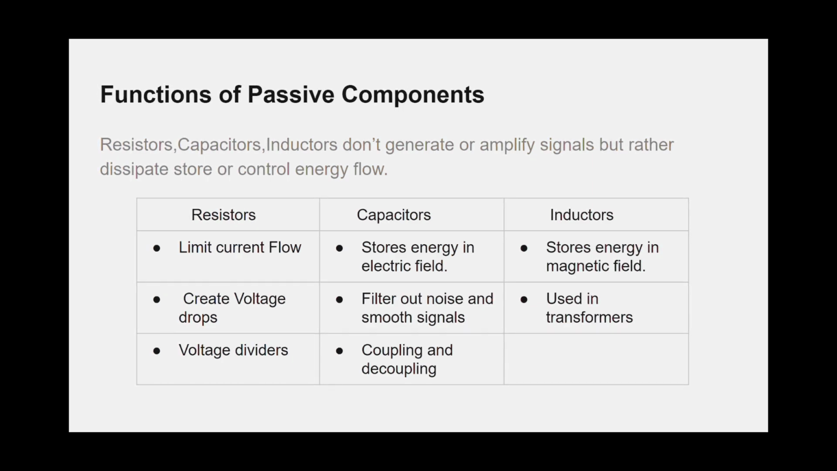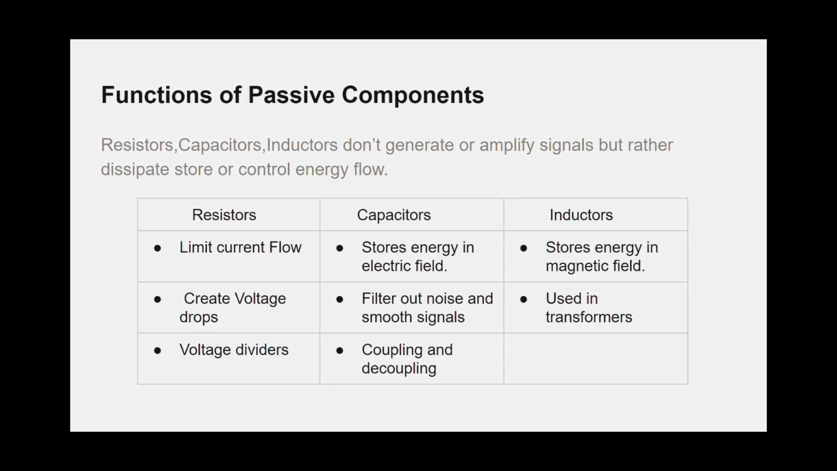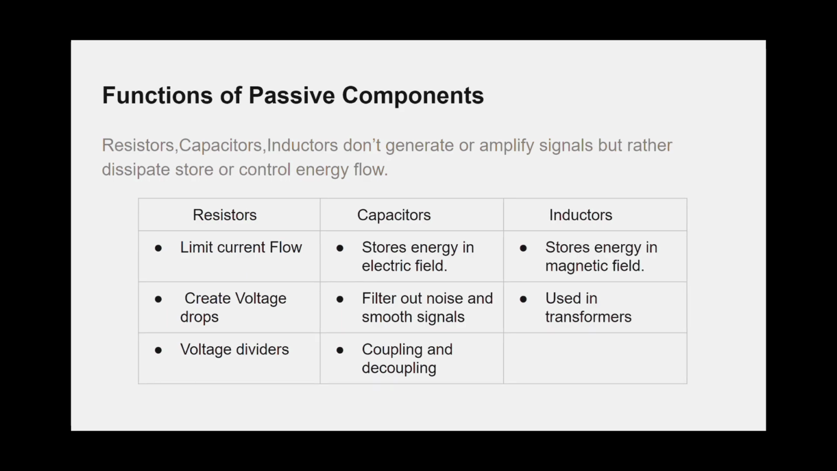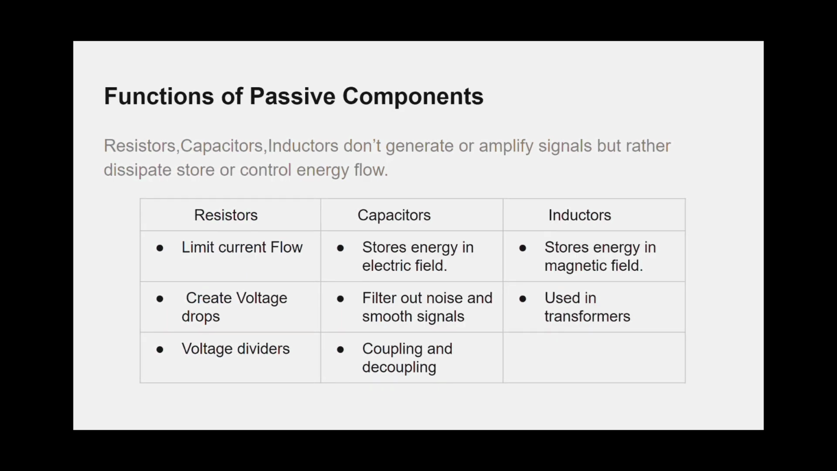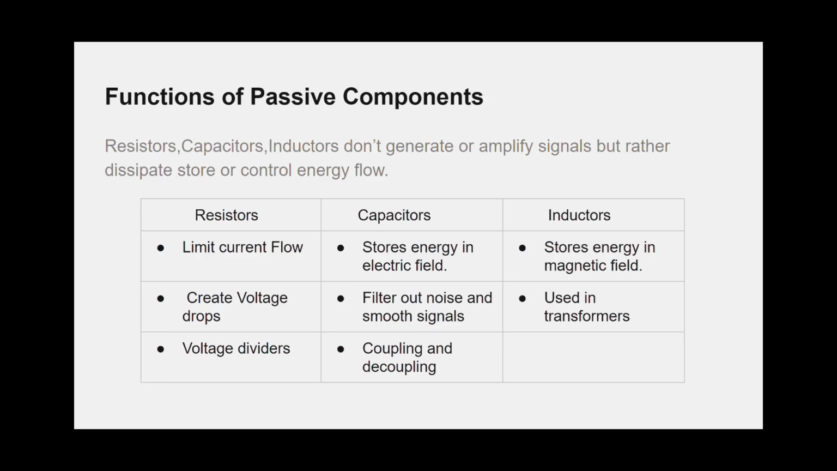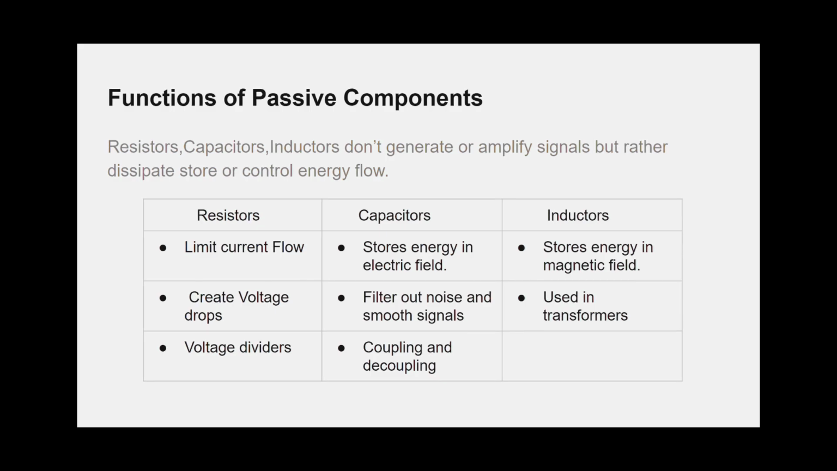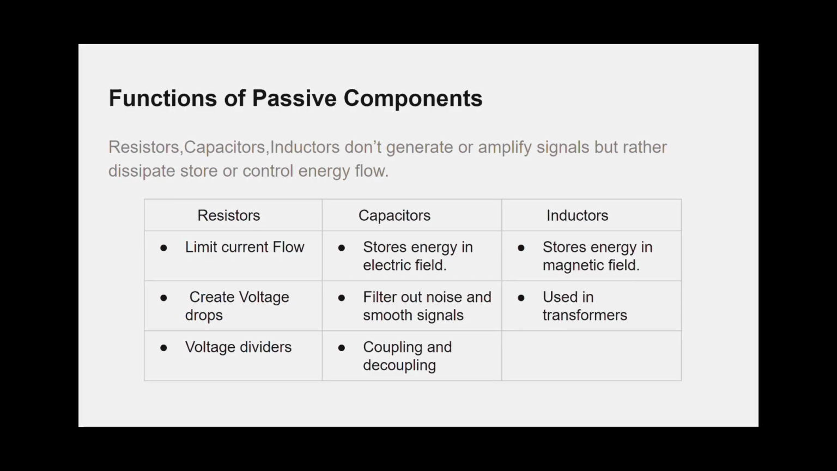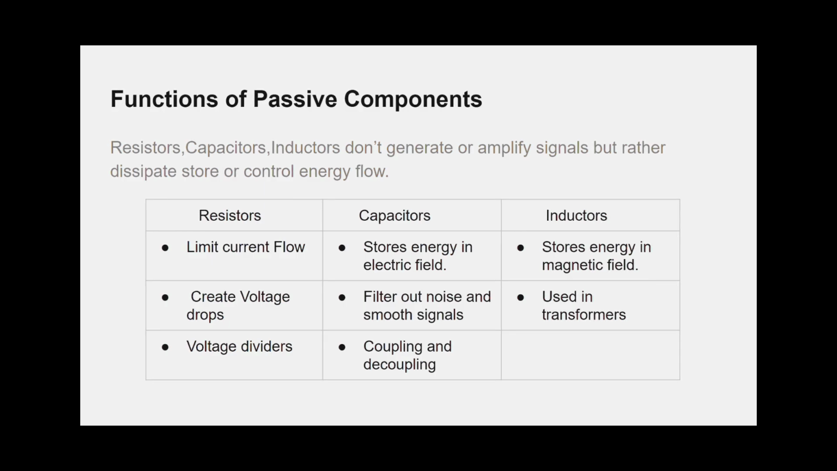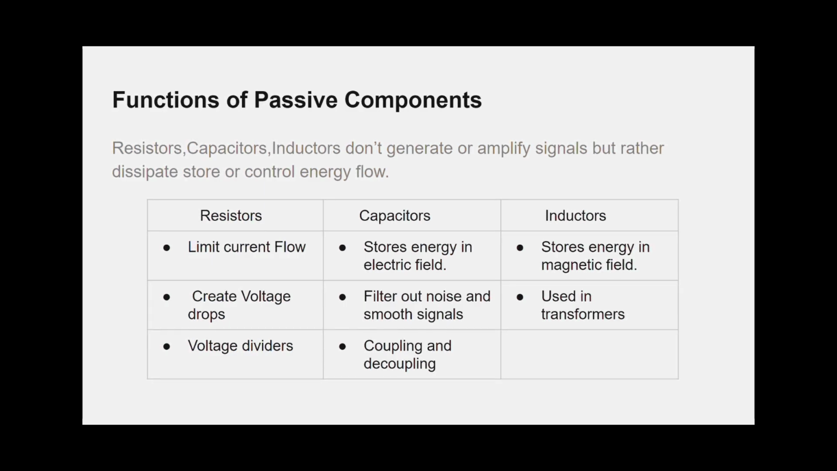Now let's see the functions of passive components. Resistors, capacitors and inductors don't generate or amplify the signals but rather dissipate, store or control the energy flow. Means they are acting as the foundation for many circuits. As we have seen, resistors, capacitors and inductors are examples of passive components. Let us know the functions of each component in detail.